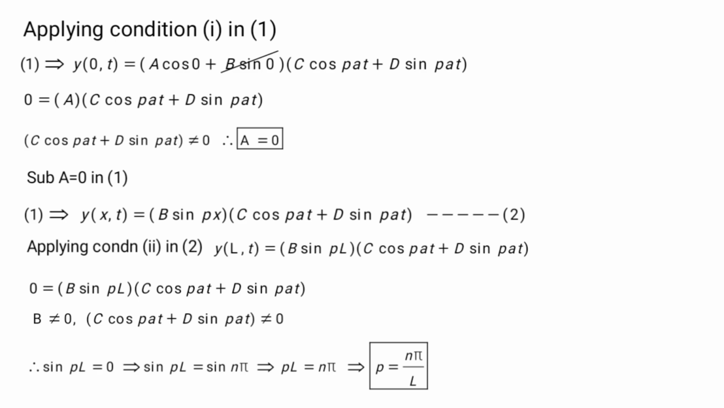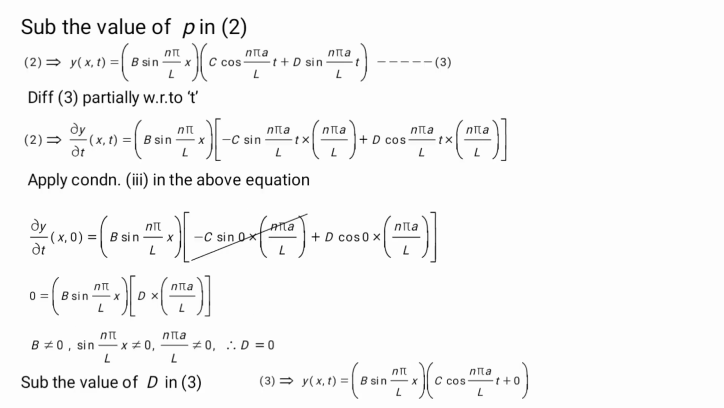Next, substitute the same condition in equation number 2. So we have y of L comma t, that is, put x is equal to L. So B sin pL into (C cos pat plus D sin pat). We have y of L comma t is equal to 0. So B sin pL times (C cos pat plus D sin pat) is equal to 0. Since C cos pat plus D sin pat is not equal to 0, and B is not equal to 0, the only possibility is sin pL equal to 0. So p is equal to n pi by L.